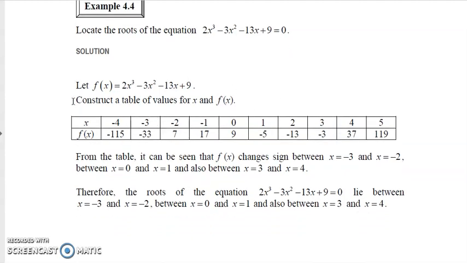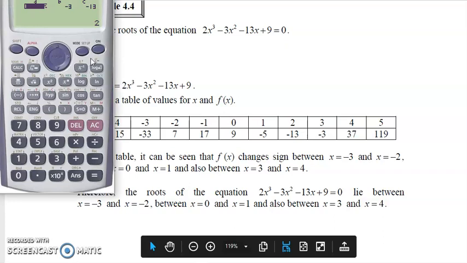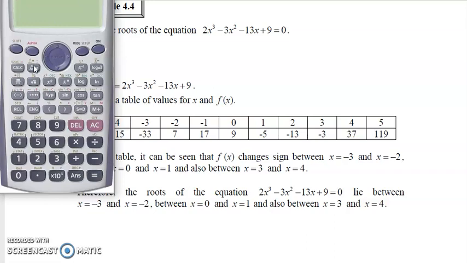So the first step, you need to construct a table. For the value of x, maybe you can try an arrow having -4, -3, -2, start from -4 here until 5, and substitute the value of -4 into f(x). Here we'll be getting -115. So maybe you can have it in this way. Okay, I already taught you how to write it into the calculator.